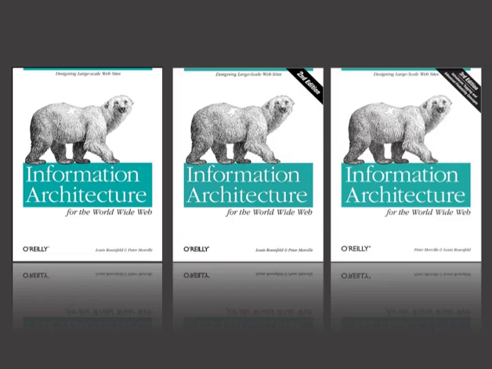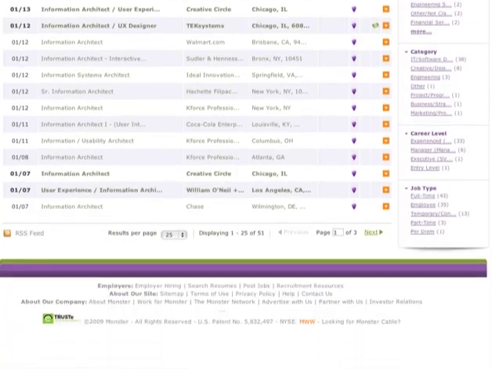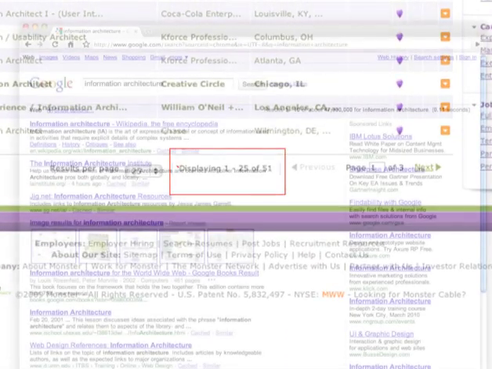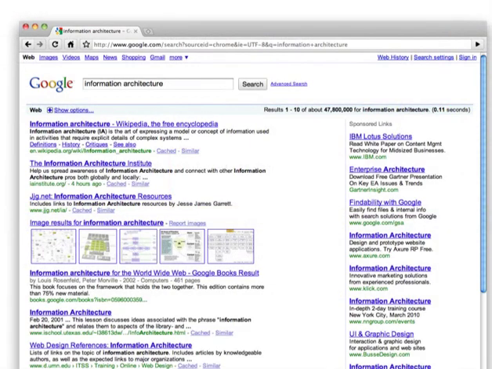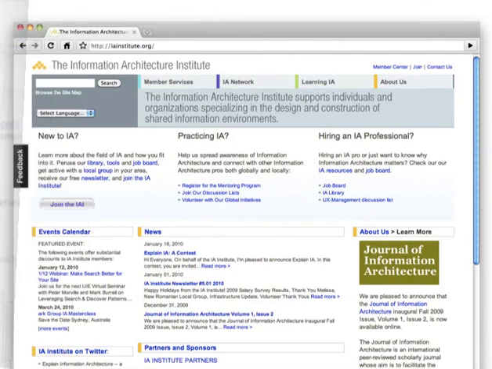Happily, the profession does not appear to be suffering in the absence of a concise or authoritative definition of information architecture, as evidenced by a robust job market for information architects, and by tens of millions of web pages referencing information architecture, and by a professional organization for information architecture with 1,400 members in 80 countries. Information architecture has come a long way since 1976.